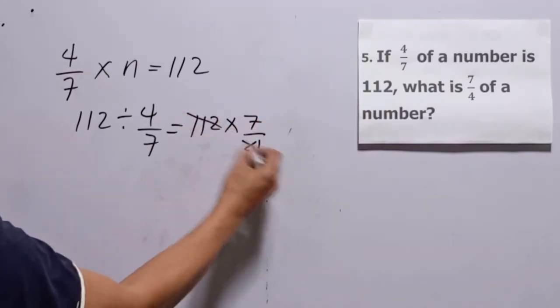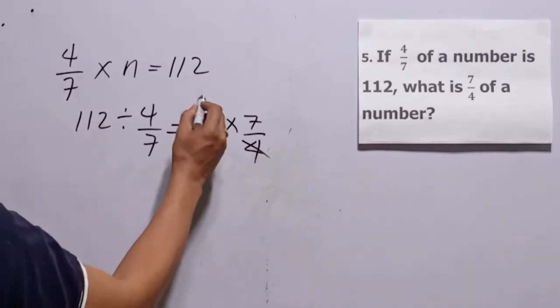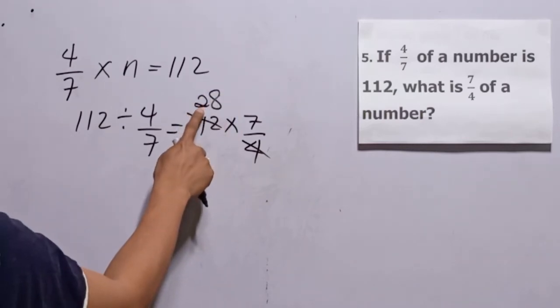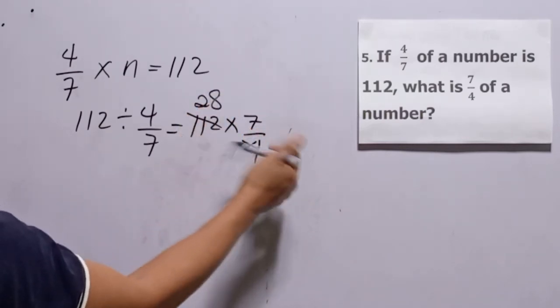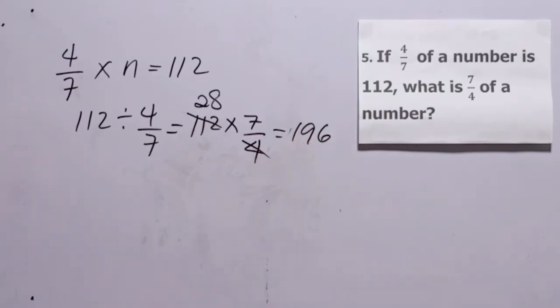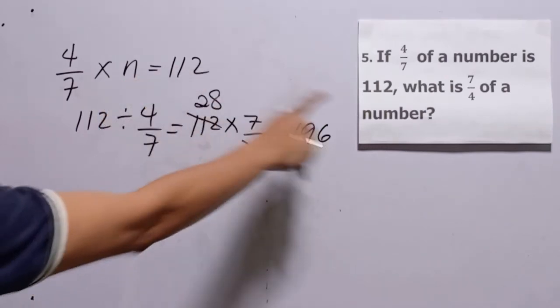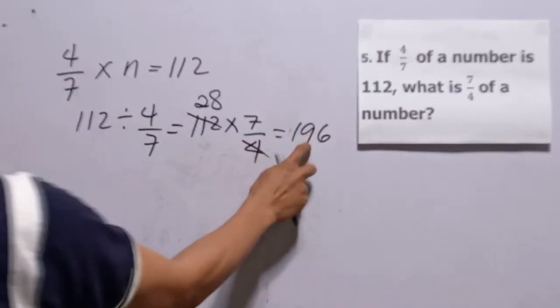So let's divide 112 by 4. What's 112 divided by 4? That will give us 28, right? 28. Then 28 times 7 will give you 196. Now the number here is 196. So what is 7/4 of 196?